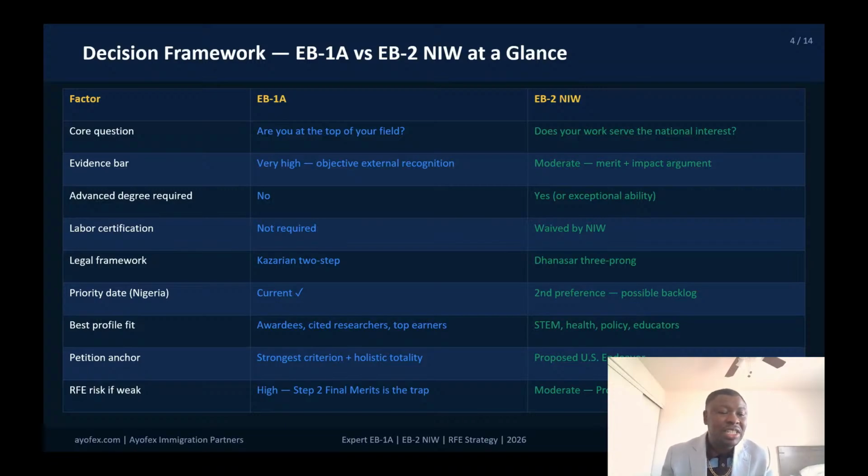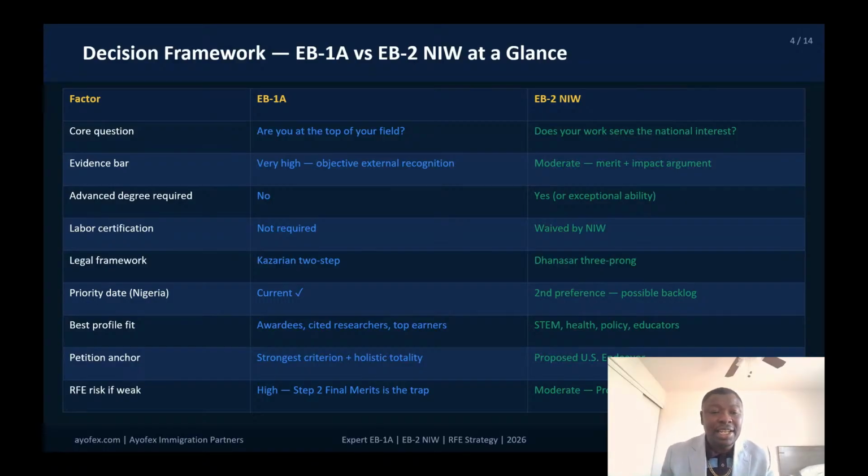Now let's talk about advanced degree requirement. You don't need an advanced degree for EB-1, but you need an advanced degree for EB-2, except if you go for the exceptional ability path in EB-2, or you have a bachelor's degree plus 5 years of experience in a particular field. Concerning labor certification, it is not required for EB-1A, and it is waived when it comes to EB-2 NIW.